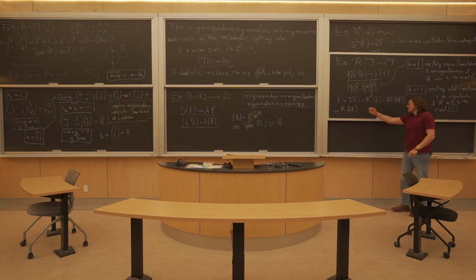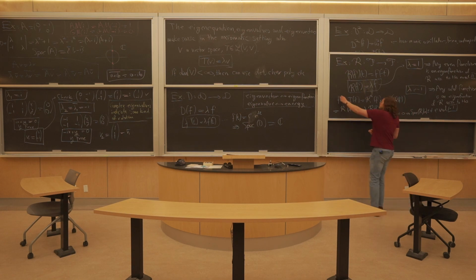R is a linear operator. Lambda is a constant. I can take it out. Now I can apply again. So f has to be equal to lambda squared times f. Okay? So lambda squared minus 1 times f of t equals 0. This is a non-zero function, which means that this has to be 0, which means that lambda can be only 1 or minus 1.